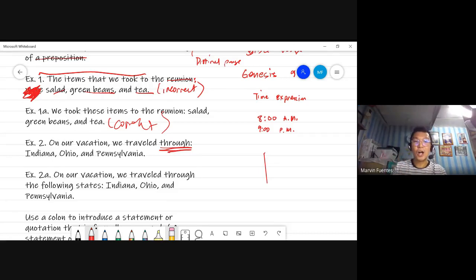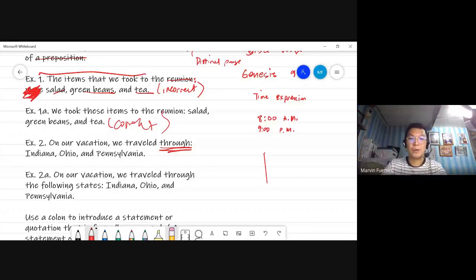Now, look at example number 2. It explains further. On our vacation, we traveled through the following states. What did it add? The following states. Alright, that is a specific word, the following, and it also added the word states. As we said, if there will be a transitional word or group of words, the following and as follows, automatically you have to put a colon. Memorize that, there are only two. As follows, the following, and at the same time, to make it precise, it adds another noun.